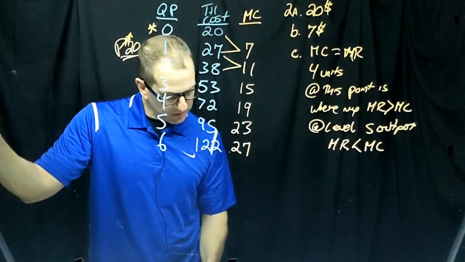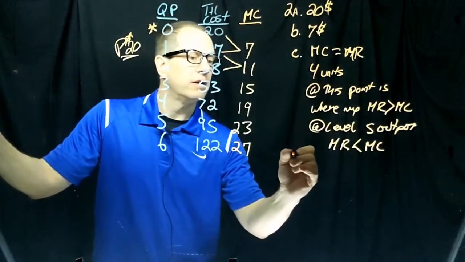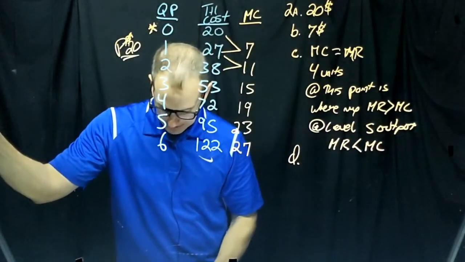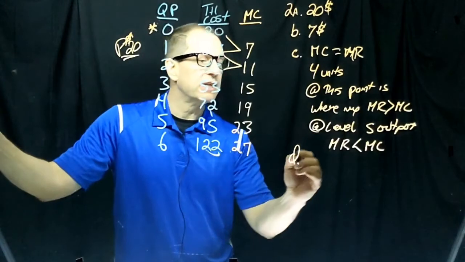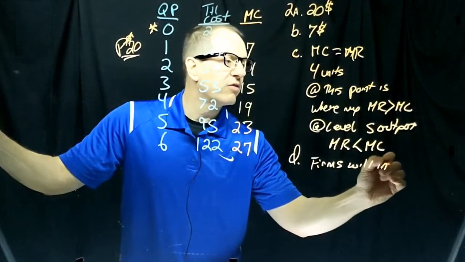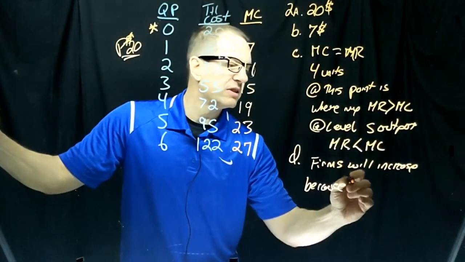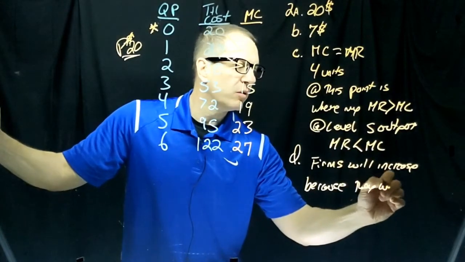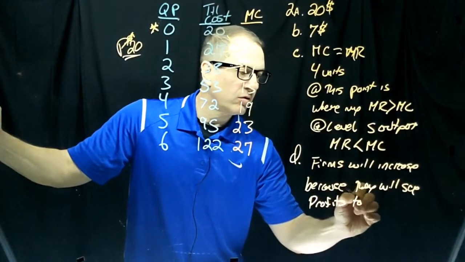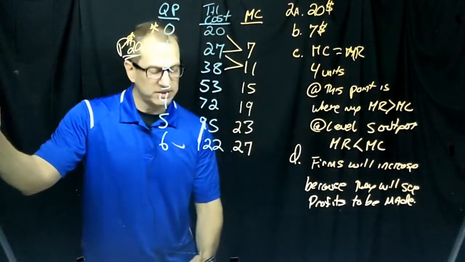D says, given your results in part C, explain what will happen to the number of firms in the industry in the long run. I'll give you a little bit of explanation here on this one, even though it doesn't ask for it. I think they scored it at 2 points. First, indicating that firms will increase, because, and you want to put this in there, they will see profits to be made. And that's why they're going to jump into that market.